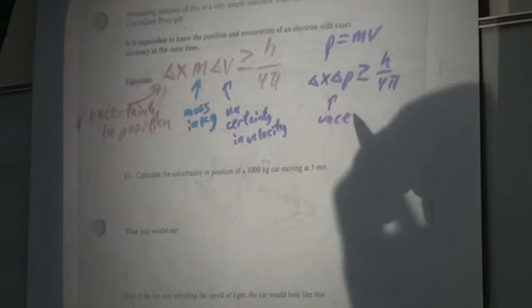Now, momentum p is equal to your mass times your velocity. And since mass times delta v is present in this equation, we could also represent this equation as delta x times delta p is greater than or equal to h over 4 pi. So delta p is the uncertainty in momentum.